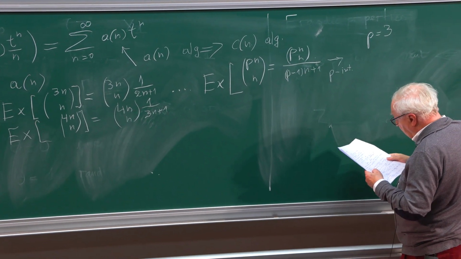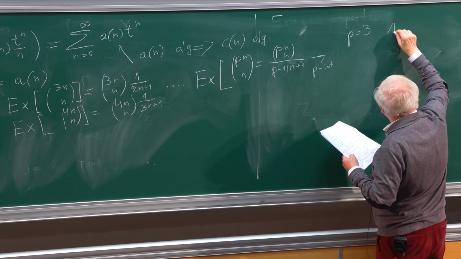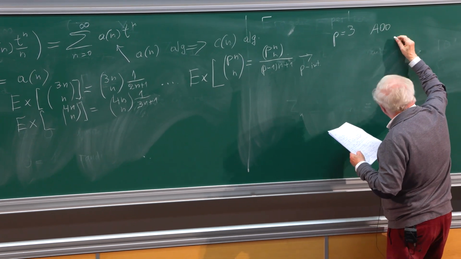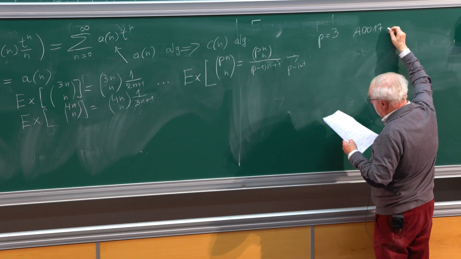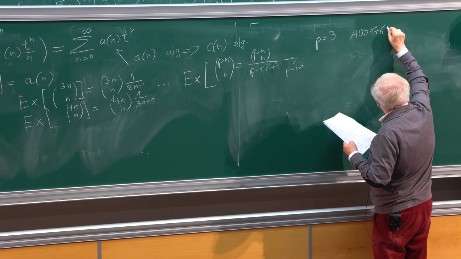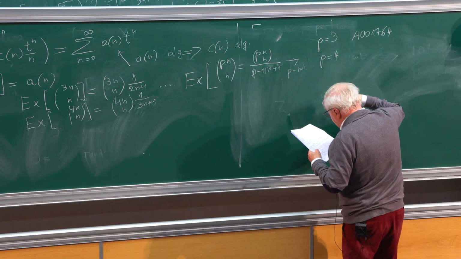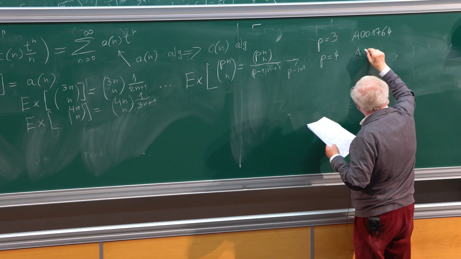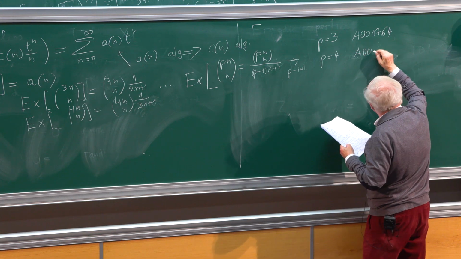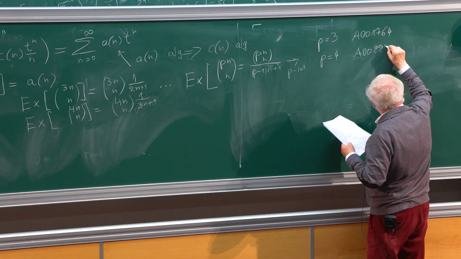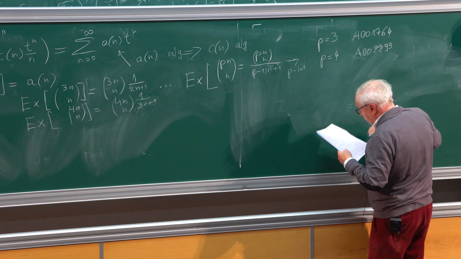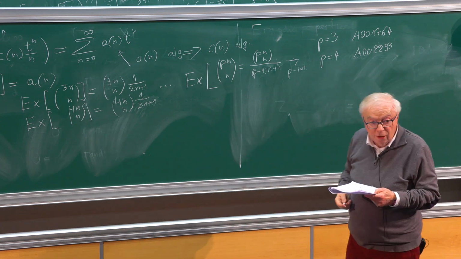these numbers are A001764, for p equals 4 this gives A002293. Okay. The most important are Catalan, of course.